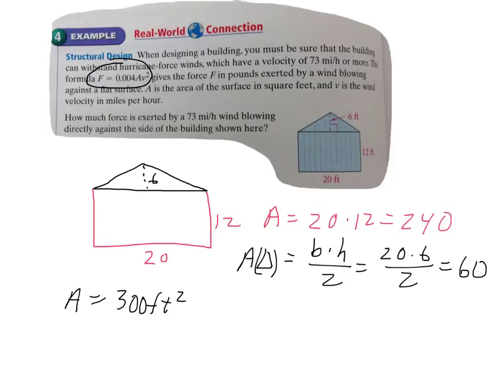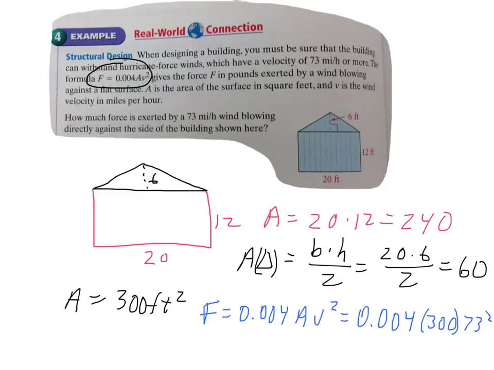Now to find the force of a 73 mile an hour wind against the side of the building, we need to use their formula. Force equals 0.004 times the area times the velocity squared. So we'll say 0.004 times 300 times 73 squared. And plug that into our calculator, and you're going to get about 6,400 pounds of pressure. 6,400 pounds of pressure is how strong that wall needs to be.